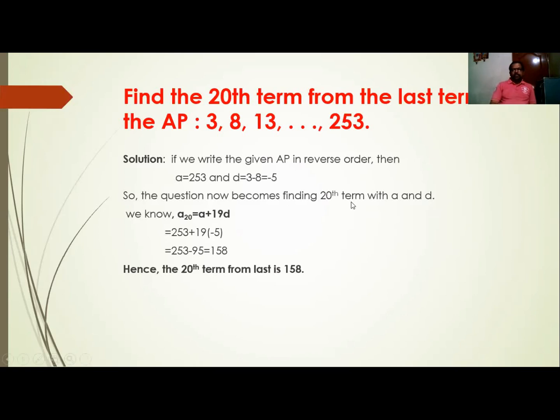Use the formula for A20. It is given by A plus 19D. We know the value of A, we know the value of D. Substituting gives us 253 minus 95, which is equal to 158. Isn't it easy? Yes, it is so easy. Hence we can say that the 20th term of the given AP from the last is equal to 158, right?